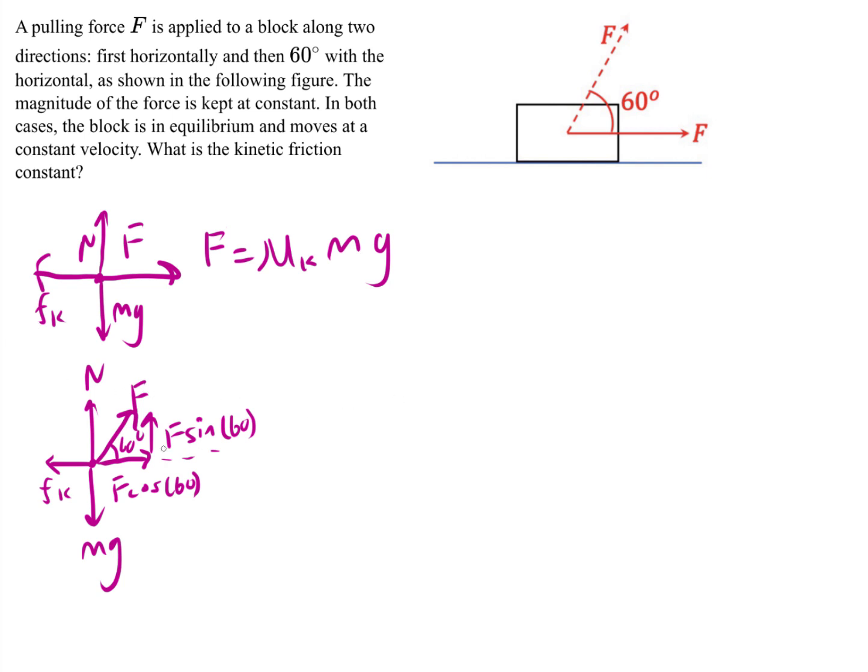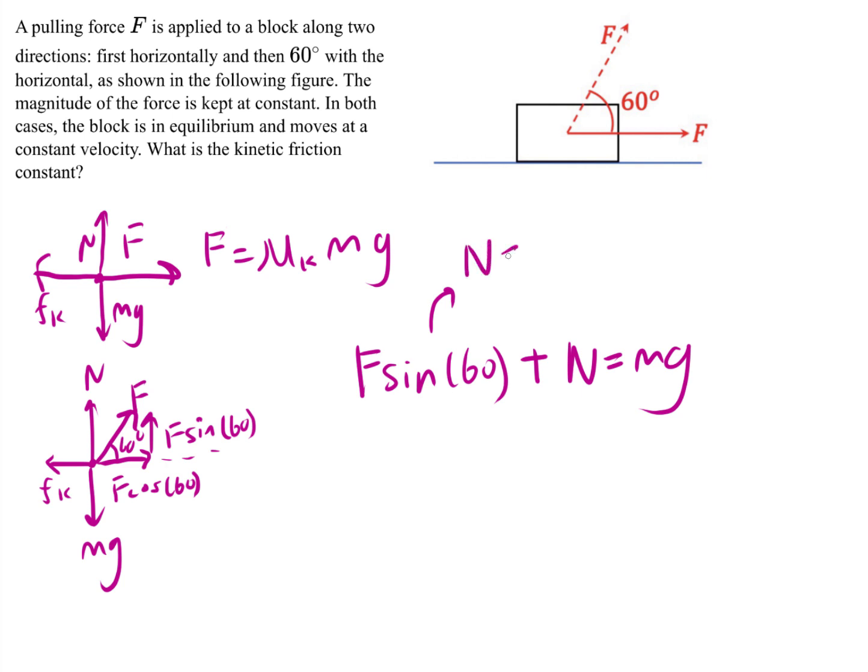So let's start with the vertical equation. We know that the normal force and the vertical component of the pulling force must oppose the force of gravity to keep it in dynamic equilibrium. So the vertical component of the pulling force, F sine 60 degrees, plus the normal force, must equal the force of gravity. And this is a fairly important second equation here. From here, we can solve for the normal force. The normal force is equal to the force of gravity minus the vertical component of this pulling force here.